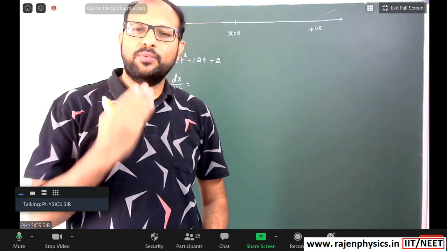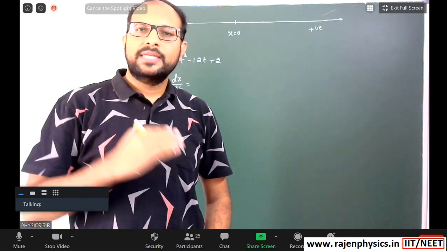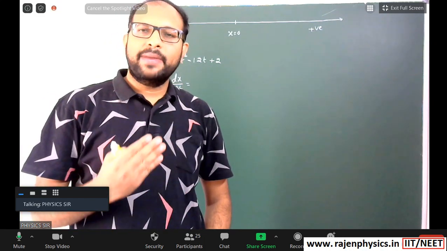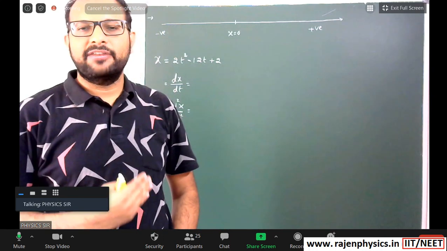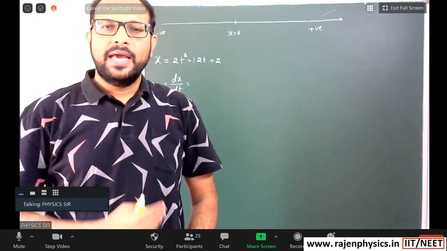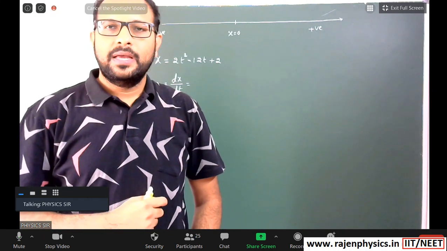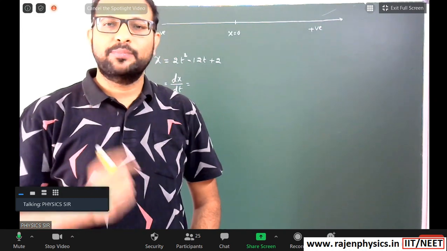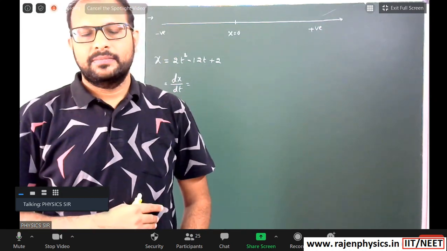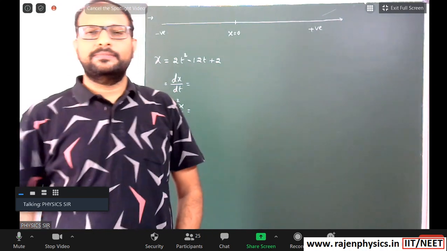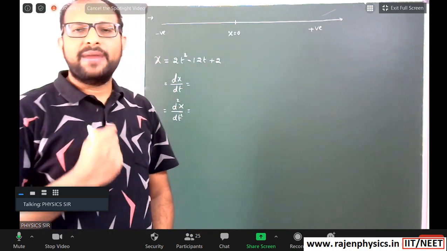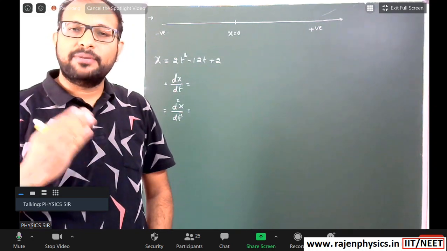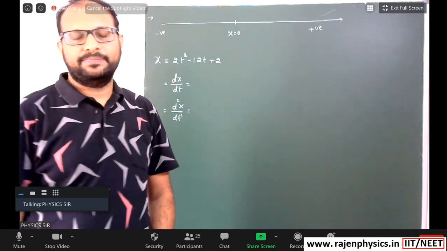Suppose you differentiate one time, that is the first derivative. Suppose two times a function, that is the second derivative. By using the first derivative and second derivative, many applications are there. An important application is to find the maximum value or minimum value of a function. Yesterday I introduced one-dimensional kinematics, but complete kinematics I will start from Monday, once integration today is completed.